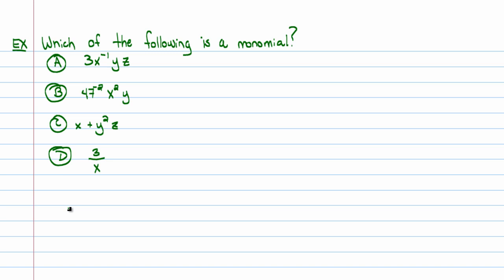That first one, 3 times x to the negative first y z, is actually not a monomial. The reason why is because, remember, monomials have to have powers that are natural numbers on the variables. The issue is the x to the negative first. That power, negative 1, is not a natural number, so we cannot call this a monomial.